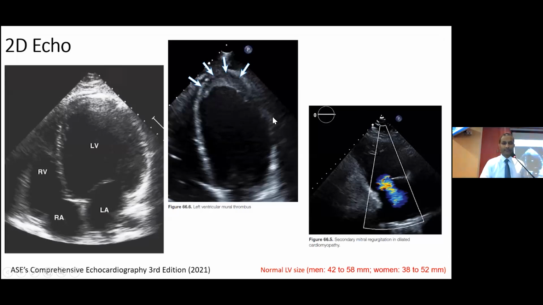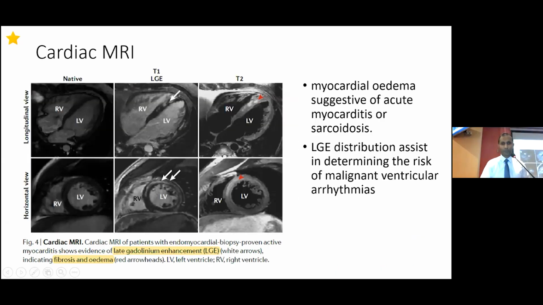If you take a 2D echocardiogram, you can see the LV is dilated. Usually, what we say is less than 58 in men and 52 in women as normal. But this is mainly not very good for Sri Lankans; ideally you should divide by the body surface area. And this LV is dilated, and there's LV thrombus as well. The patient usually has functional mitral regurgitation due to annular dilatation.